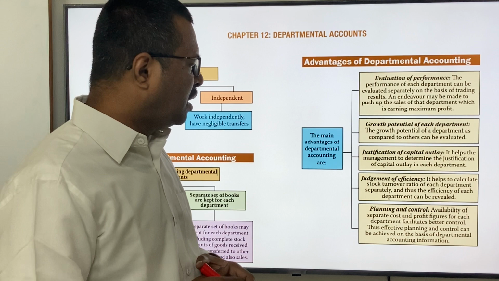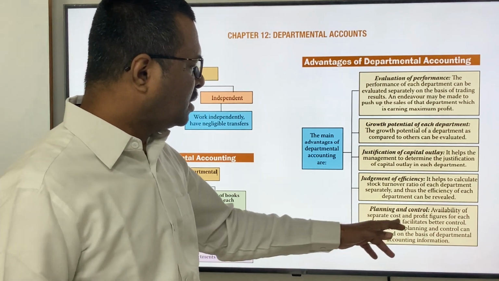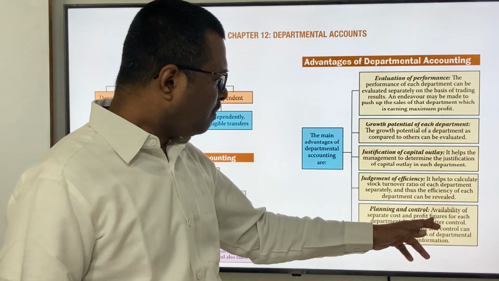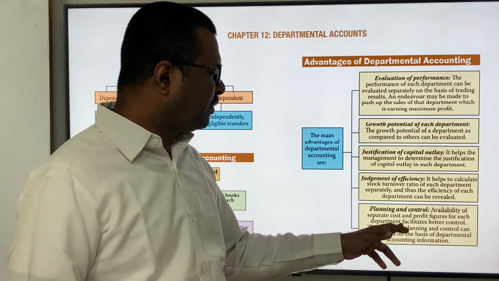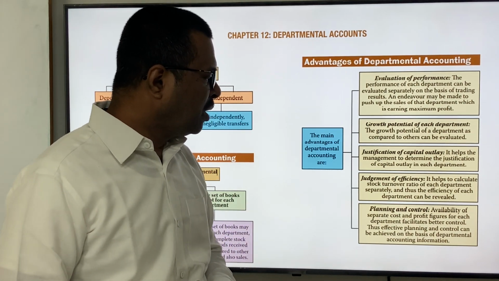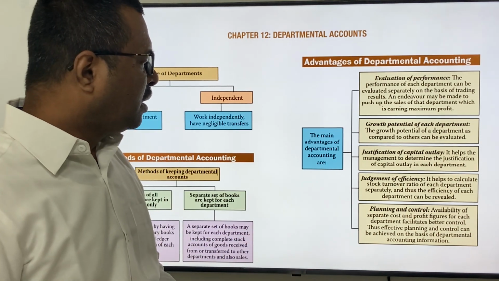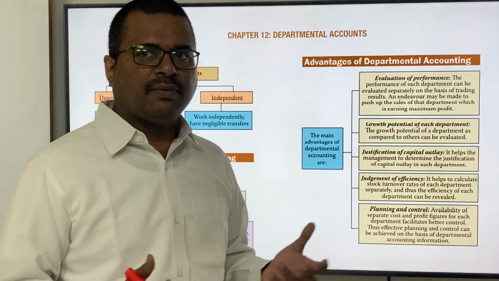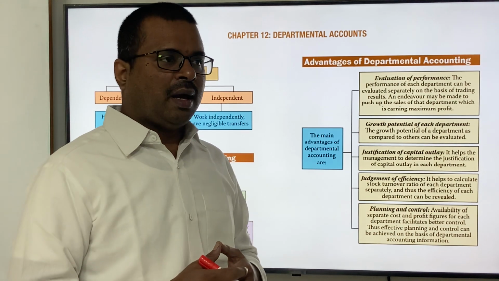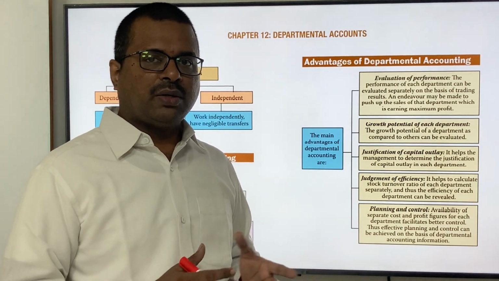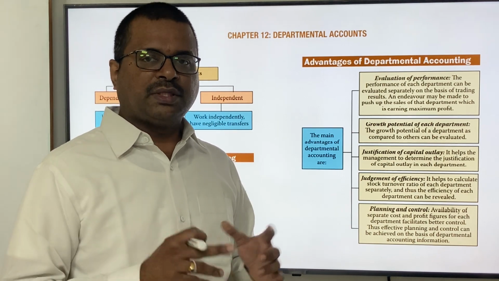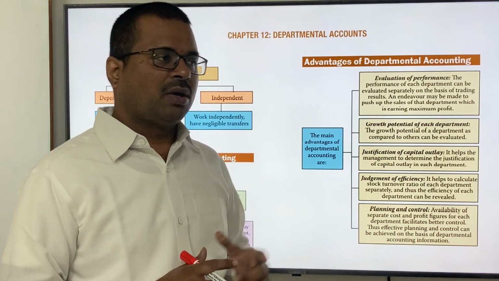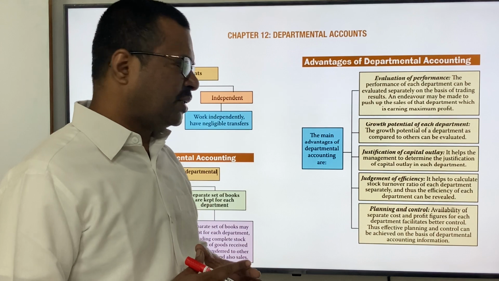Next, planning and control. Availability of separate cost and profit figures for each department facilitates better control. Thus, effective planning and control can be achieved on the basis of accounting information. Because we have proper information, we can plan and accordingly control the particular department, which enhances the profitability of the overall organization.